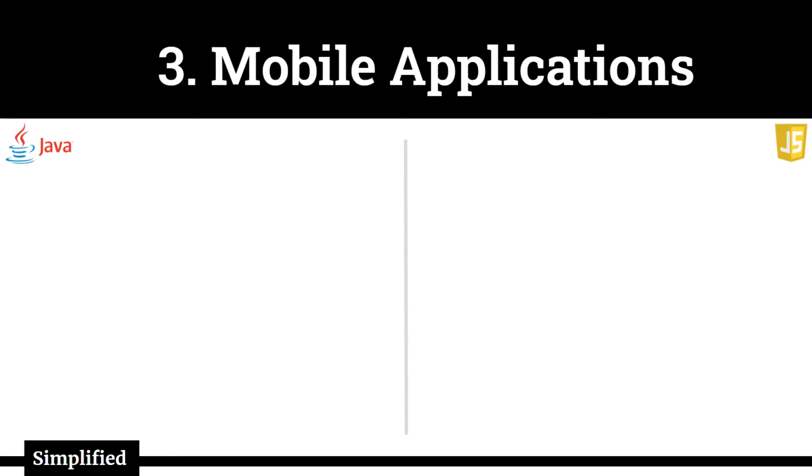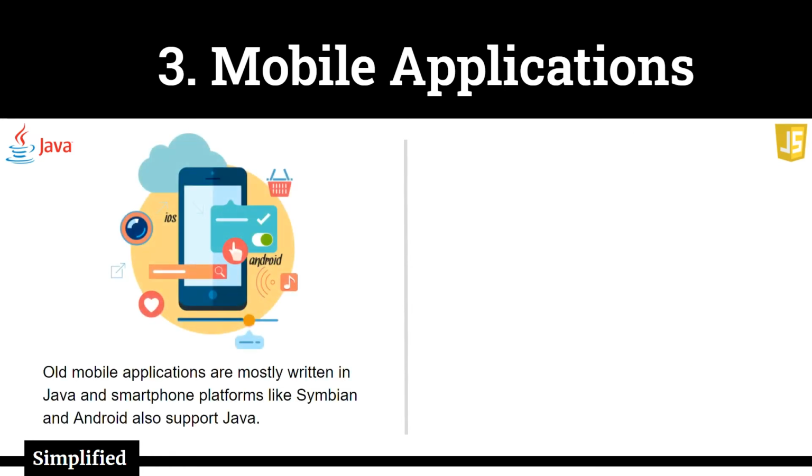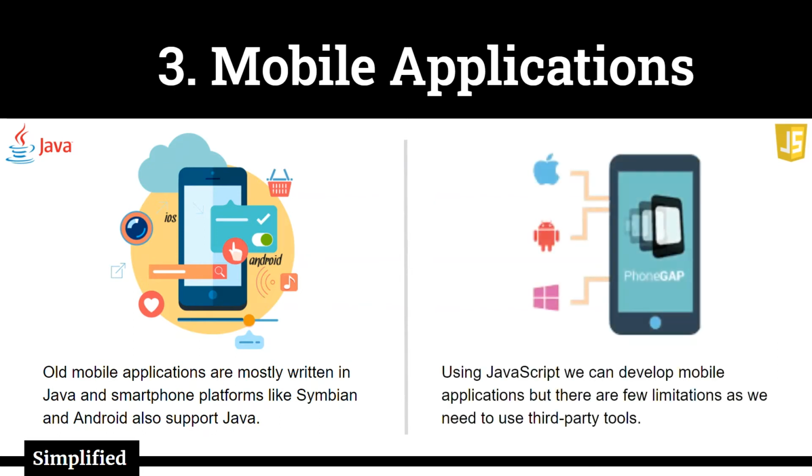Third, mobile applications. Old mobile applications are mostly written in Java, and smartphone platforms like Symbian and Android also support Java. Whereas using JavaScript we can develop mobile applications, but there are a few limitations as we need to use third-party tools like PhoneGap to convert it to native code, which the mobile OS platform can execute.